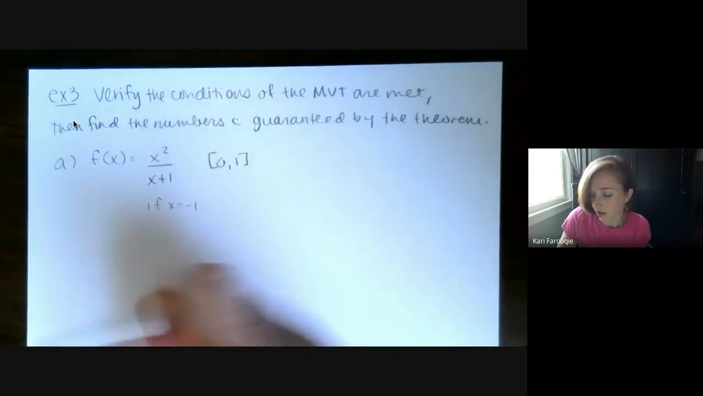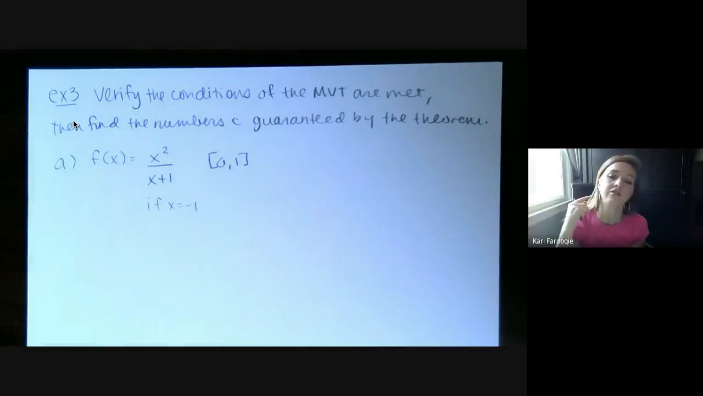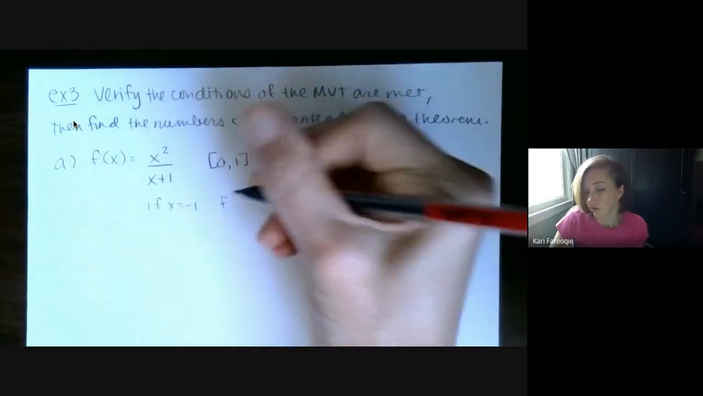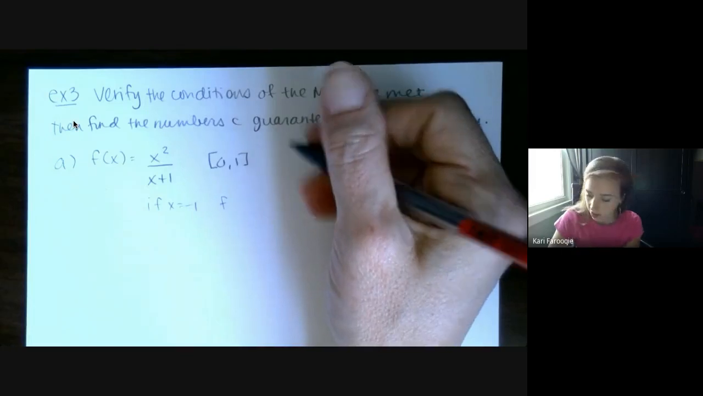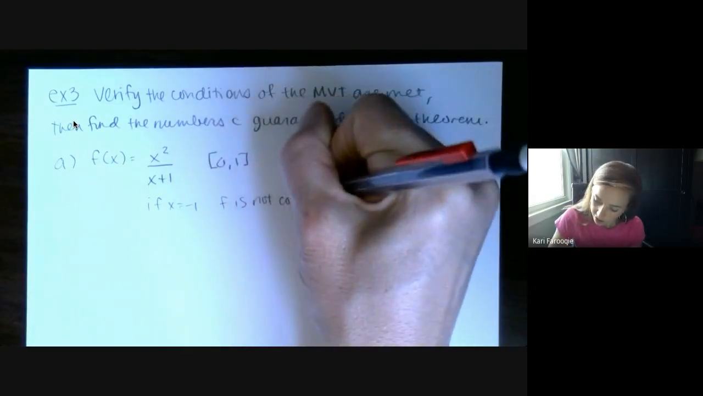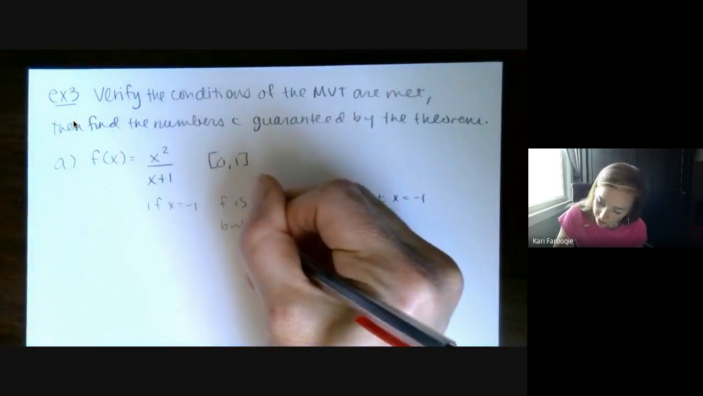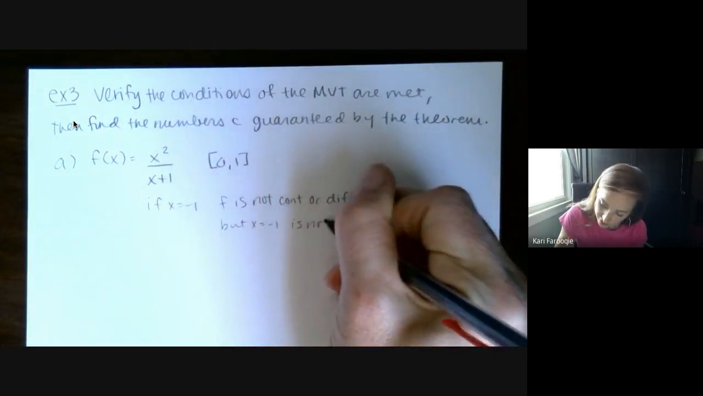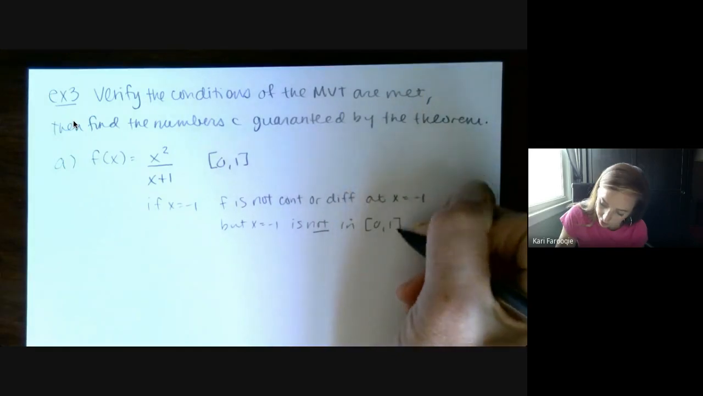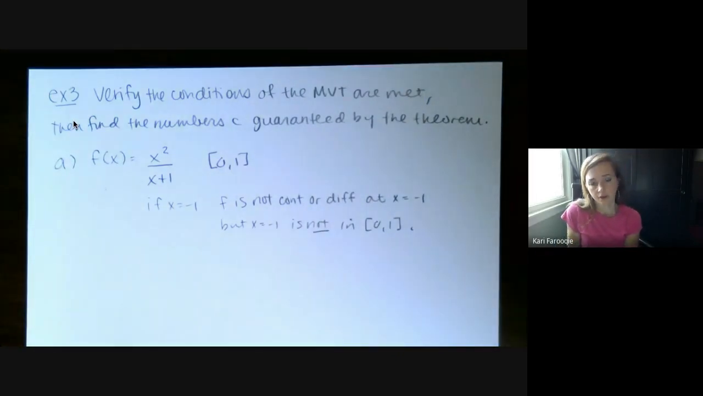if x equals -1, that's going to be a problem for us because if x is -1, then I'm dividing by 0. Remember that your derivative is going to have the form such that the denominator is x plus 1 quantity squared, and you won't be able to evaluate the derivative at -1 either. So f is not continuous or differentiable at x equals -1, but x equals -1 is not in our interval from 0 to 1.